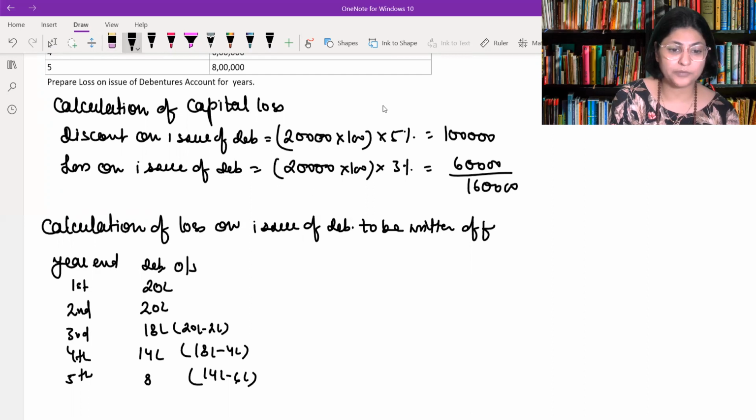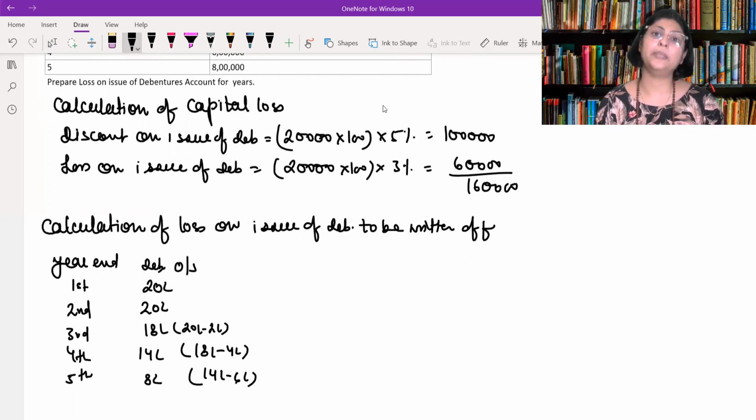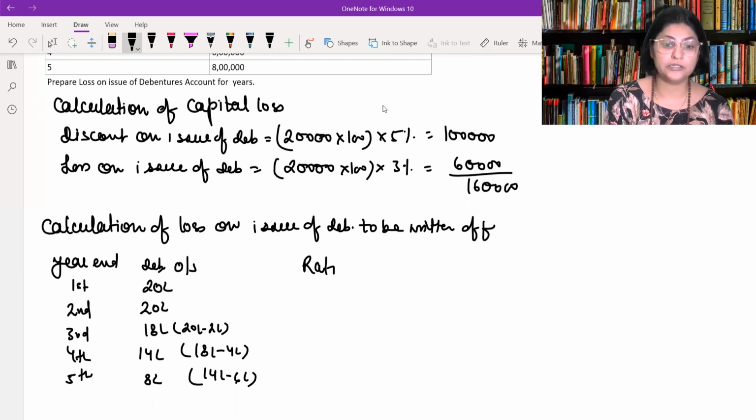So 8 lakh rupees debentures are pending, which will be shown as redeemed on the first day of the next year. Means when we make the 6th year, on the first day of the 6th year, the redemption of debenture will be 8 lakh rupees. Means not nil debenture will be shown over here. If I make a ratio over here, I can make the ratio by dividing all of this by 2. So 10, 10, 9, 7, and 4, making it a total of 40.